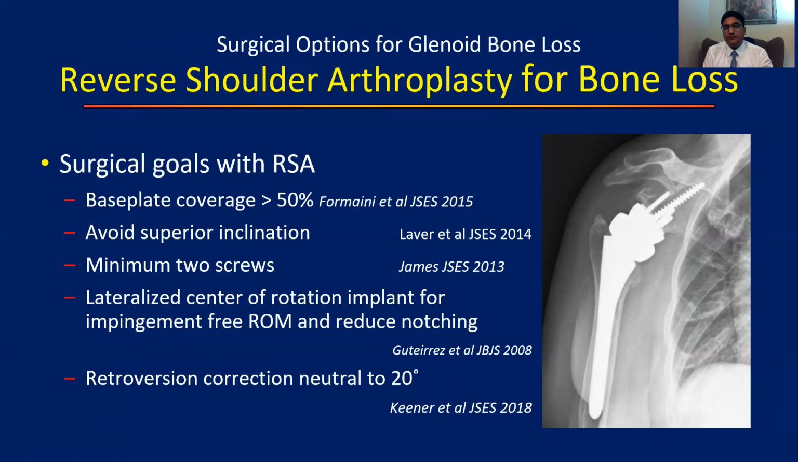If you look at the surgical goals with RSA, there should be base plate coverage of the glenoid bone of more than 50%. We should try to avoid superior inclination. A minimum of 2 screws should have purchase in the glenoid bone. We should try to use a lateralized center of rotation prosthesis to ensure impingement-free range of motion and reduced notching. And the retroversion should be corrected to either neutral or 20 degrees. And this is a bit controversial though.